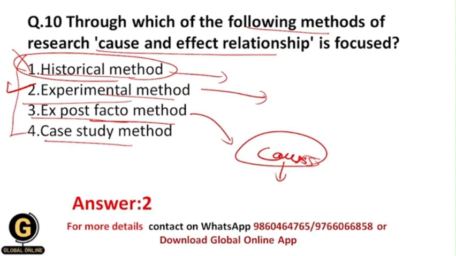Then within the case study method you are going to study in detail a particular person regarding their specific characteristics for a longer period of time, and that's why here no relationship is focused in terms of cause and effect, and that's why this is eliminated. Ex post facto method eliminated. That's why the correct answer is 2.